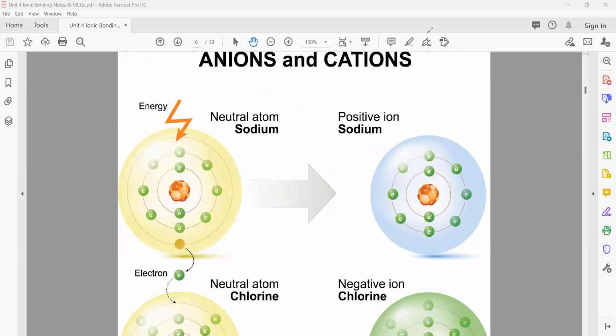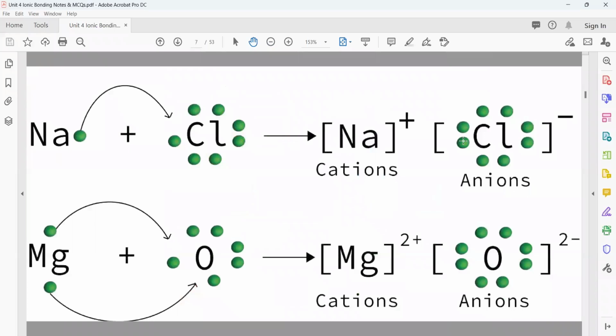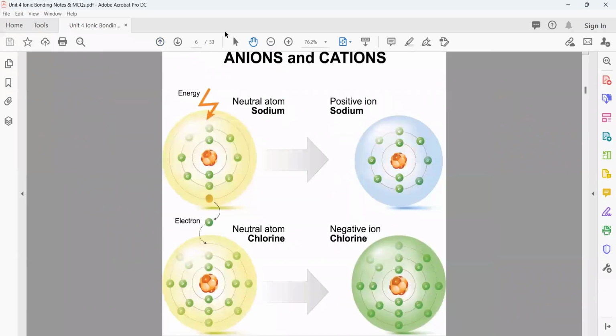Now you will see the electron which is lost. The electron which is lost from sodium came to chlorine. See chlorine before. How many protons does chlorine have? 17. How many electrons? 17. So at this time, 0, no charge on this one. But when this electron comes, how many electrons does it become? 18. How many protons? 17. So which is more? Electron. How much? 1. So -1. So chlorine will become a negative ion.